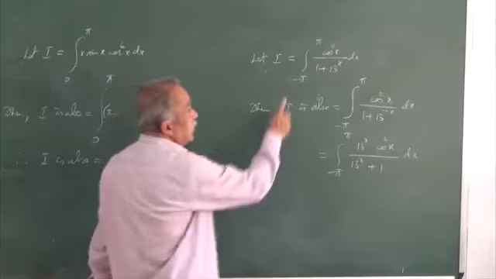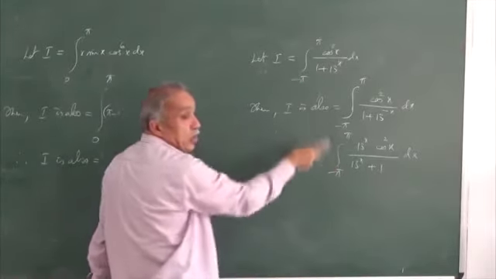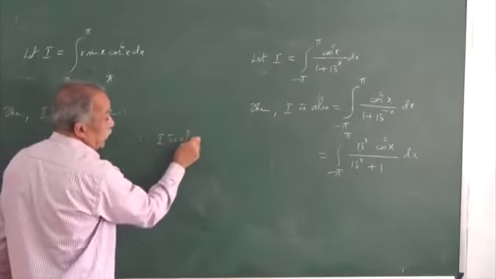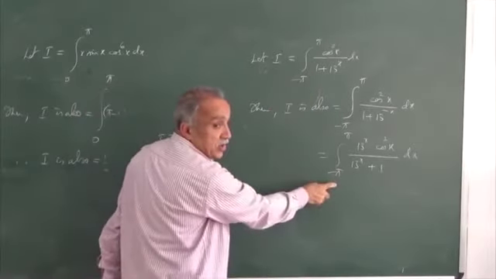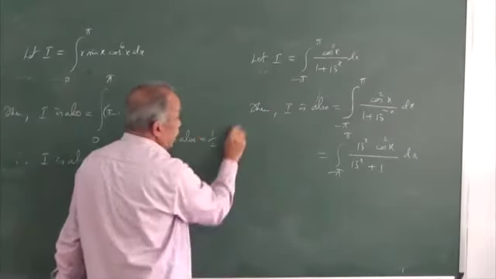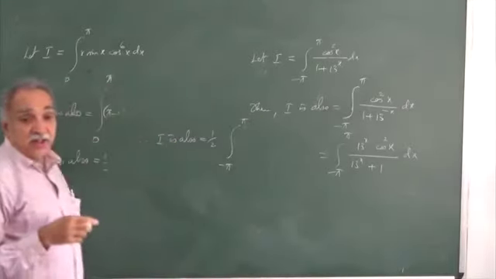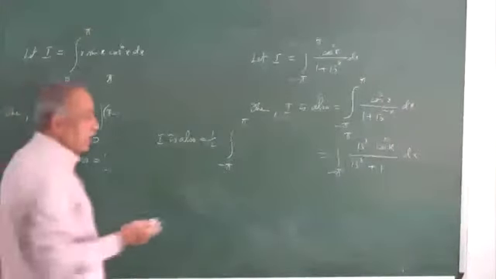You notice given I is also equal to this. Suppose you add these two, what do you get? Therefore, I is also equal to half of this plus this. What is this plus this? Limits are equal. So, as it is, you can add the integrands. What will be the sum of the integrands? Cos square x.